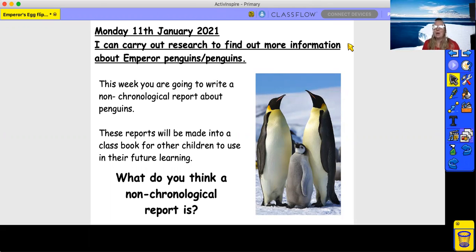We are going to compile all of your work together into a class book, ready for Year 1 children to use next year and help them learn more about penguins. Today, we're going to focus on carrying out our research to find out more information about emperor penguins or other penguins if that's what you're interested in.